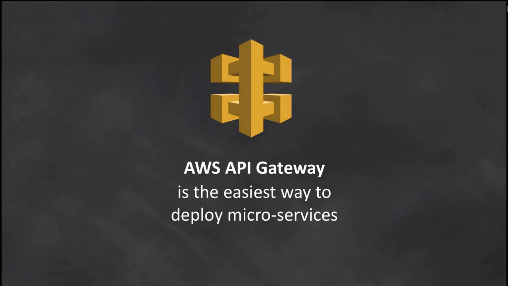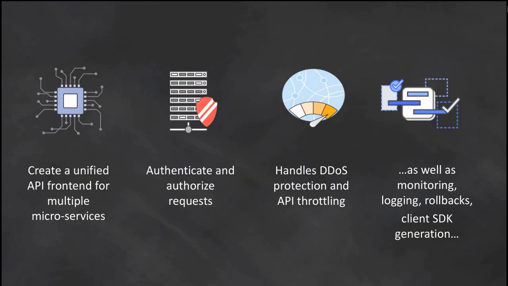So what is API Gateway? API Gateway is the easiest way to deploy your microservice. With API Gateway, you can publish APIs at any scale. The neat thing about API Gateway is you can abstract your backend implementation. So you can run your microservice using Lambda or EC2 or ECS, and you can switch between them. You can combine multiple backends. So API Gateway gives you that flexibility where you can keep your backend implementation abstracted from your APIs.